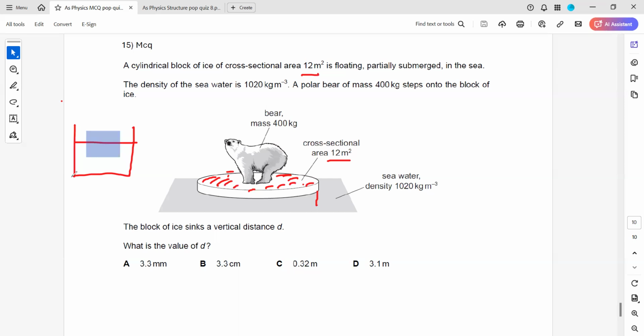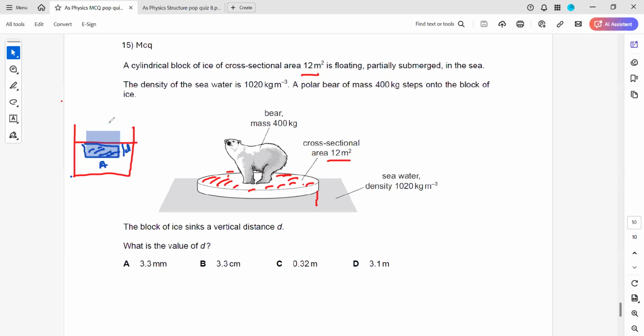How much is this d? That is what we want. And the area of the ice is given, that is 12. So what is the volume of the ice which is underwater? The whole volume of the ice which is underwater is the area of the ice times the depth it is underwater. That is the volume of the ice which is underwater.